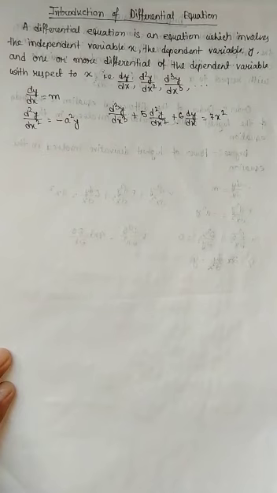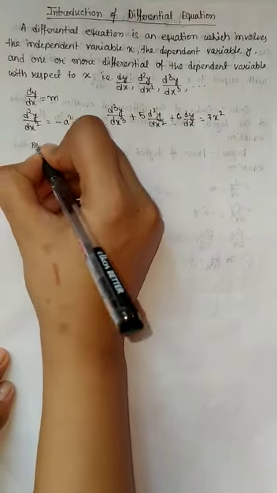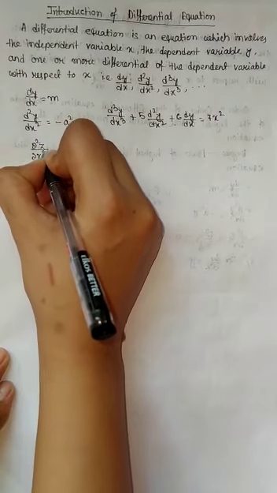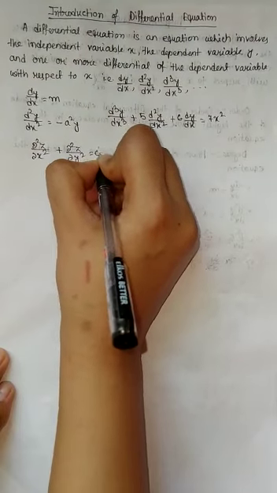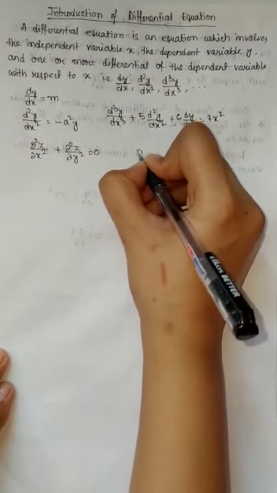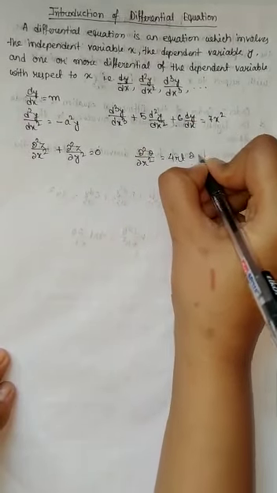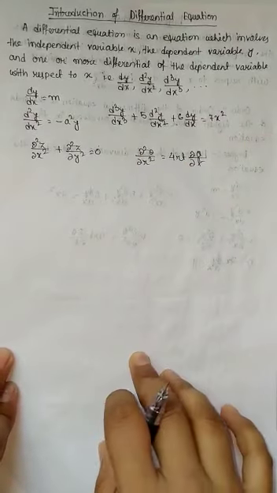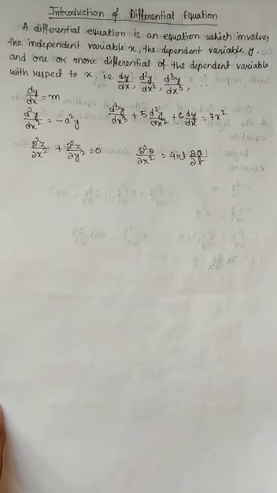If, on the other hand, more than one independent variable and partial derivatives appear, then the equation is called a partial differential equation. Examples of which are the following: del 2z/del x2 plus del 2z/del y2 equals 0, or del 2 theta/del r2 equals 4 rt del theta/del t. According to our syllabus, we are just considering ordinary differential equations.